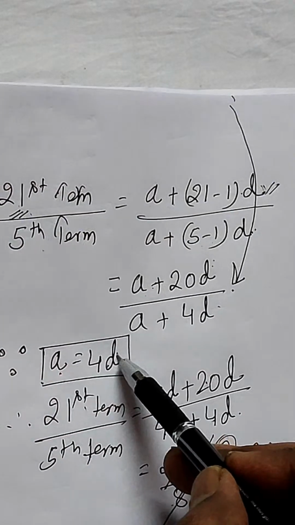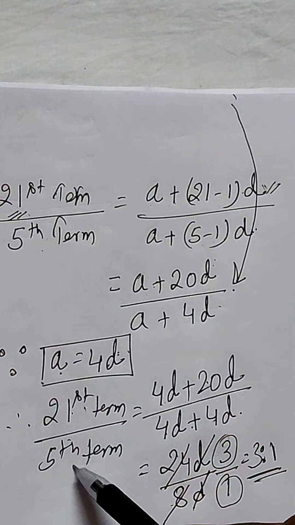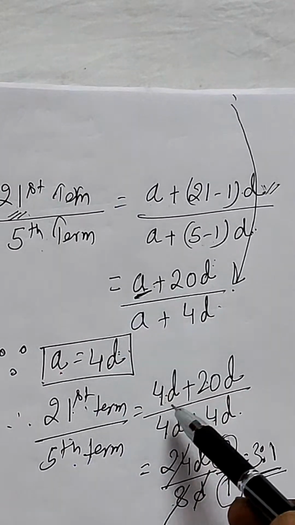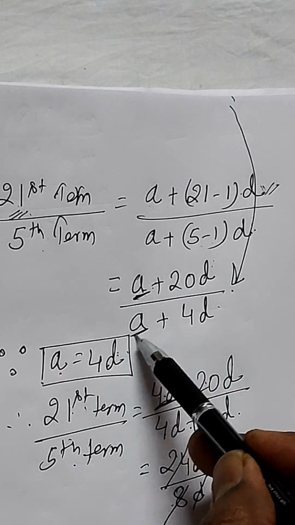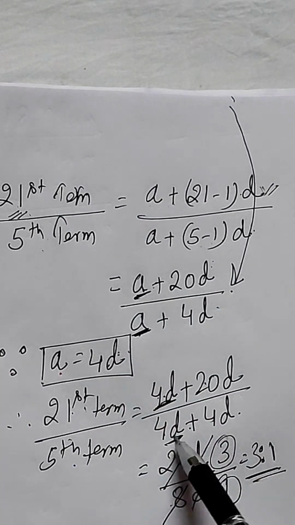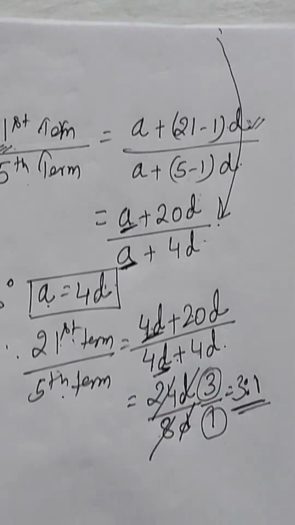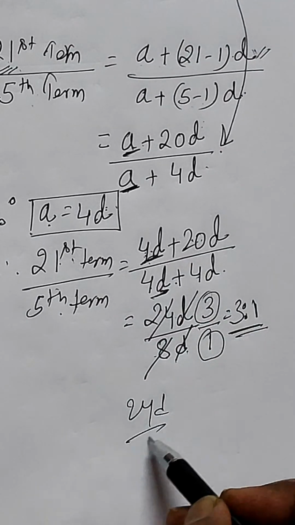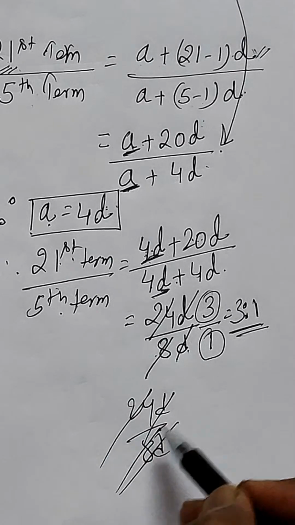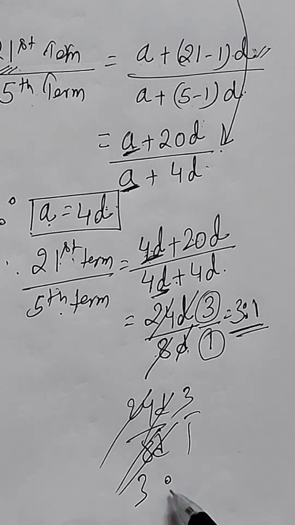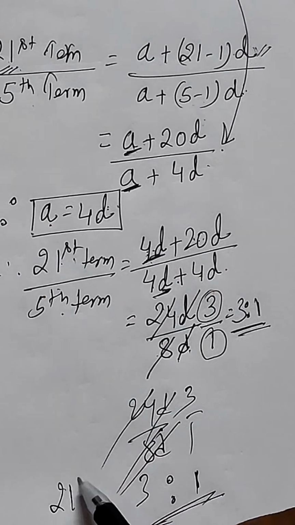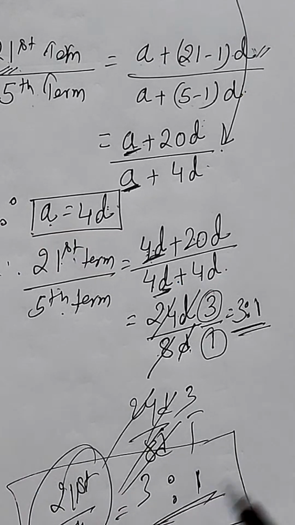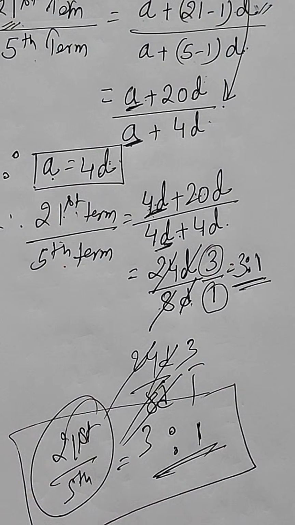After that, a equal to 4d, when you put it, the ratio of the 21st term to the 5th term is derived as, in place of a write 4d, and in the denominator also in place of a write 4d, right? So this will give you 20 plus 4, 24d by 8d, just d cancelled out, and 8 times 3 is 24, so 3 by 1. So 3 is to 1 is the ratio of the 21st term to the 5th term, right? This is your answer. So in this way we have solved this question.